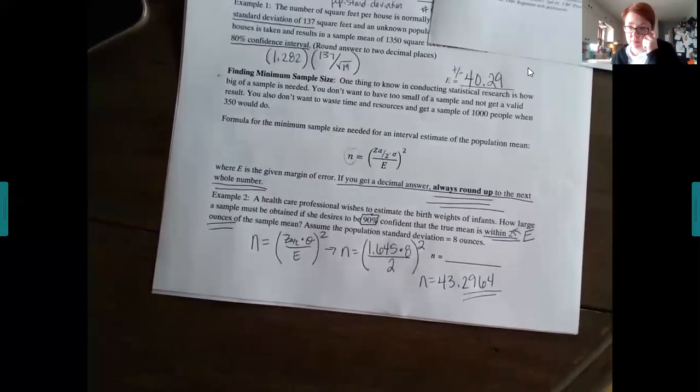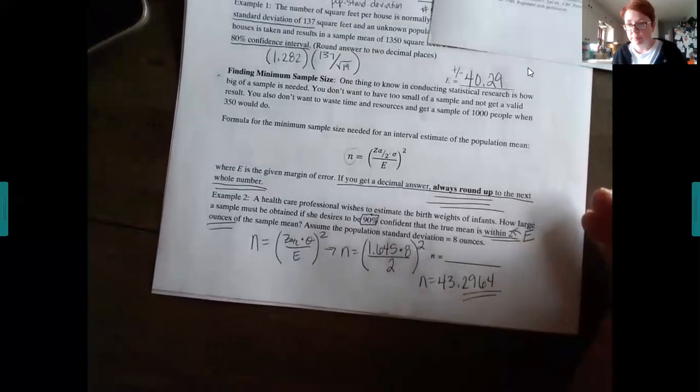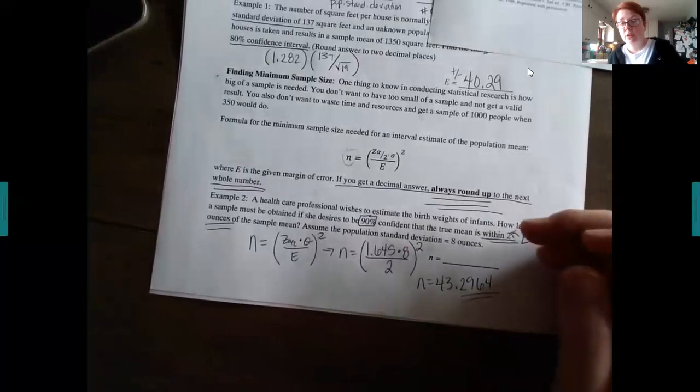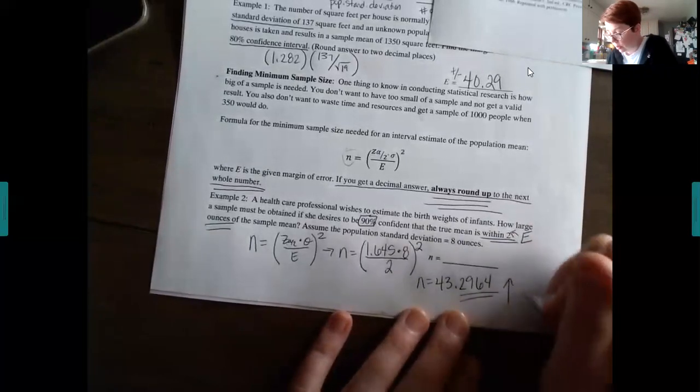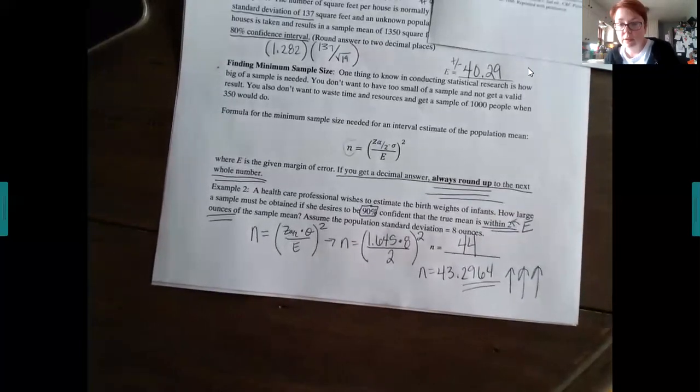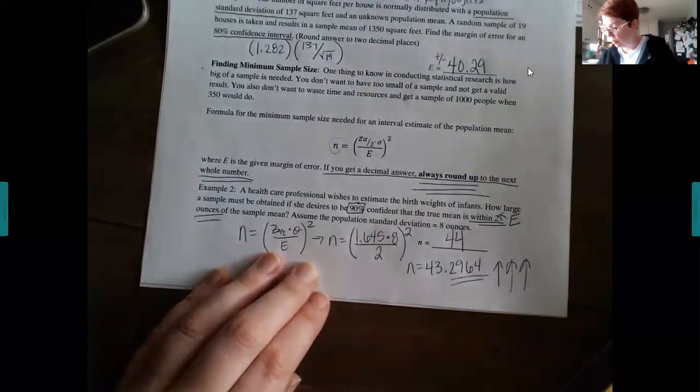We can't, you know, only take 0.29 of a baby, but we still need that 0.29 of a baby. So this is why we always, always, always round up to the next whole number. The next whole number would be 44. So she can have more than 44 little babies in her study, but she needs at least 44. Okay. So hopefully you'll remember all those little small important things.